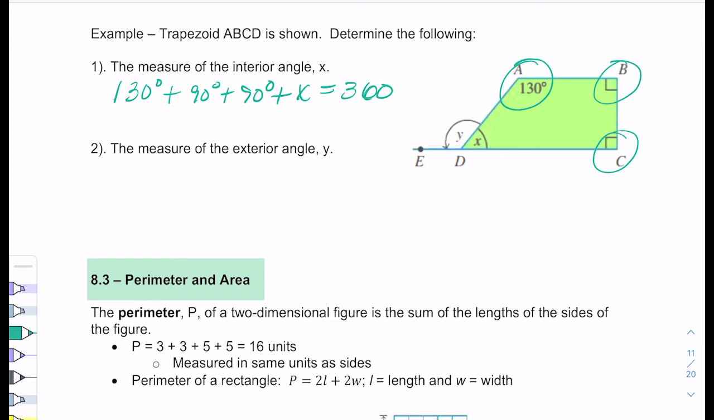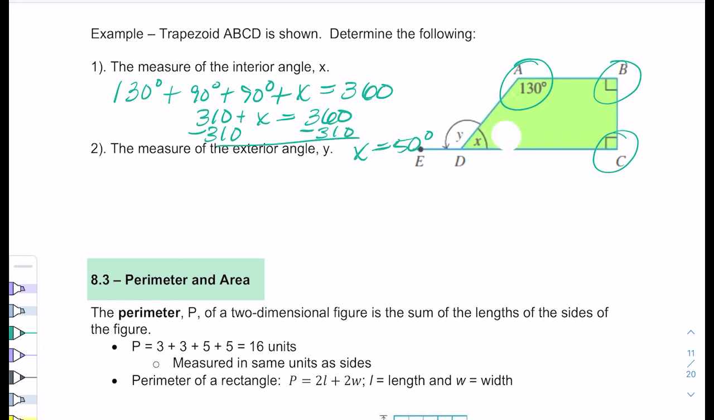And now I just need to solve for X. So I'm going to add up the 130, the 90, and the 90, and that gives me 310. And then I'm going to subtract 360 minus 310, and I get 50. So X is 50 degrees.